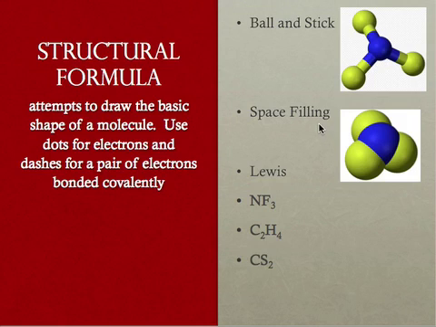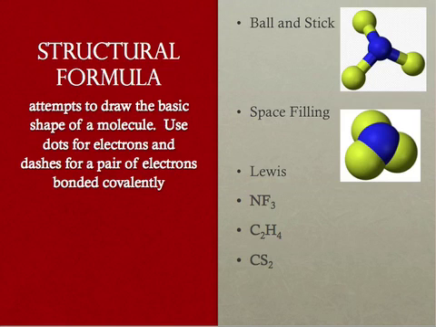The second one is the space filling, and you'd see that when you use any of your technology. A lot of your iPad apps and things like that would show space filling. It's a little bit more accurate. It shows you how the electron clouds actually interface with each other because they're covalently bonded, they're sharing. And the third one that we're going to look at today is the Lewis structure. In the Lewis structure, you would use dots for electrons and dashes for pairs of electrons that are bonded covalently.